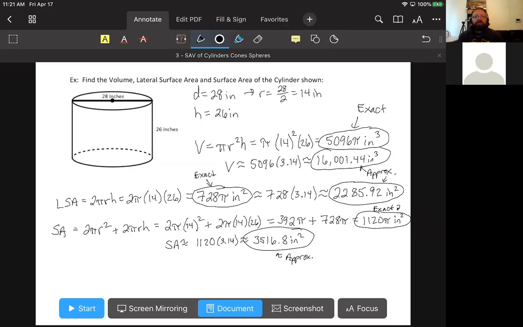So there we go. There's a cylinder example, and they don't get any harder than that, ever. It's worth noting that that is as hard as these problems will ever be in this course. Any questions on that example before we move forward and talk about cones?